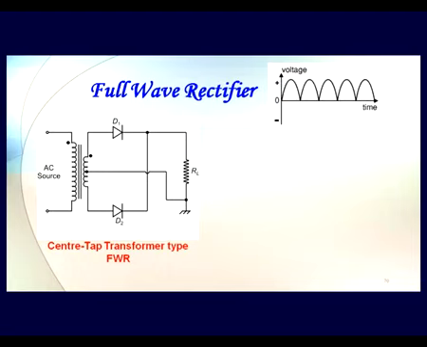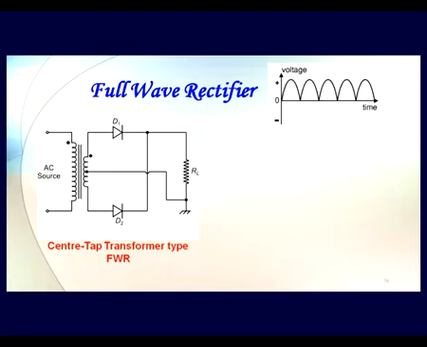One is called the center tap transformer type full wave rectifier, where we have an AC source which is given to our step down transformer, which is center tapped. Center tapped means the winding of this secondary is divided into two parts exactly in the middle, symmetrically around the center, so that this middle point, called the center tap, is symmetric with respect to both the ends of the secondary coils.